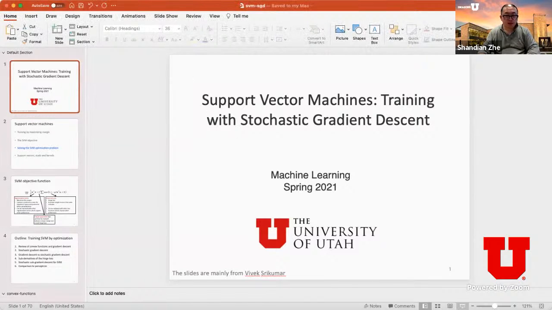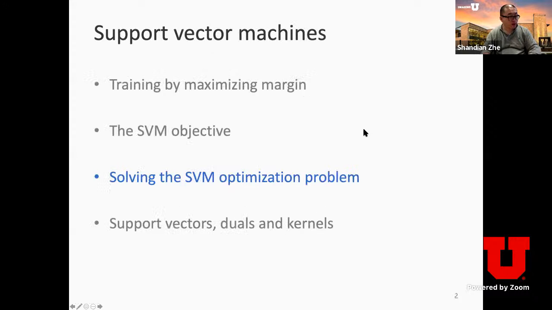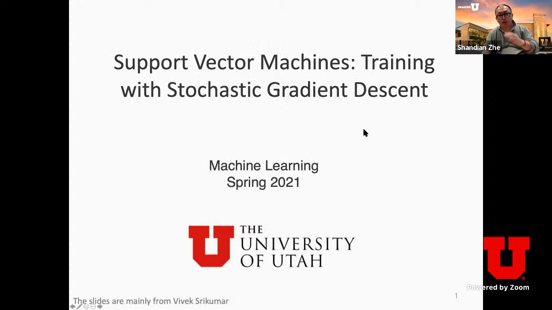Can you guys see the slides? Support machine is training with stochastic gradient descent. Does it show up? We see the slides, but you're not presenting yet. It's too slow. How about now? We can see the presentation now. Okay. So do you see the transitioning? Yes. Okay, great, perfect, thank you.